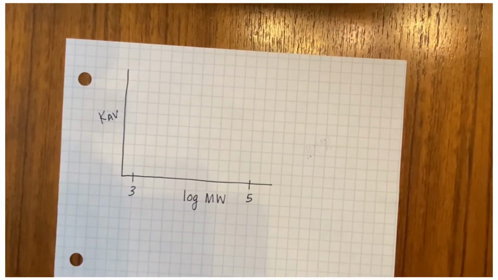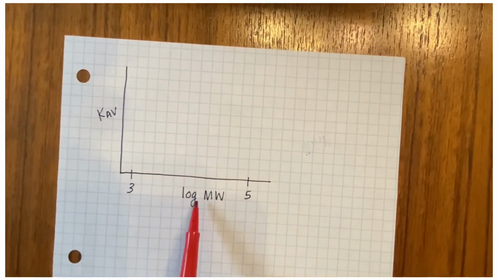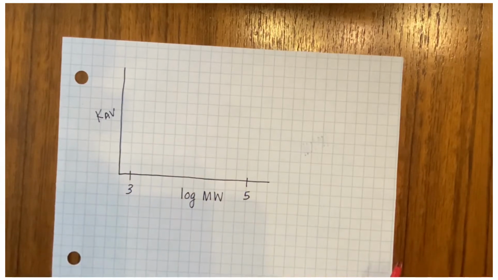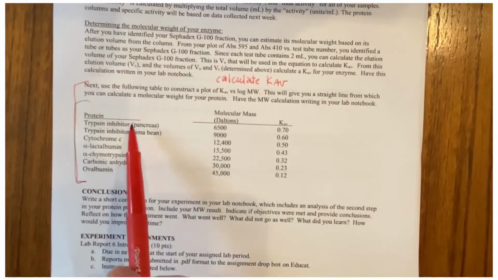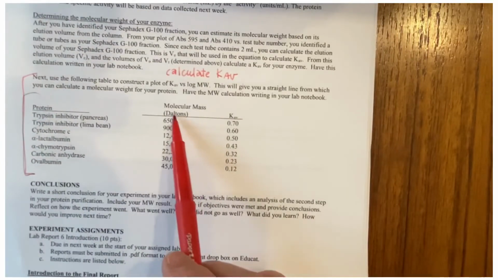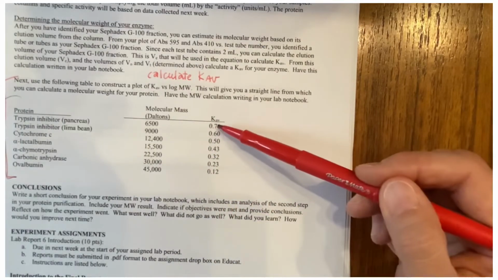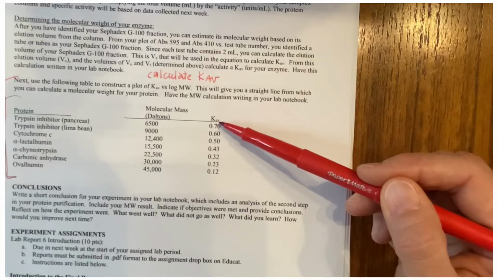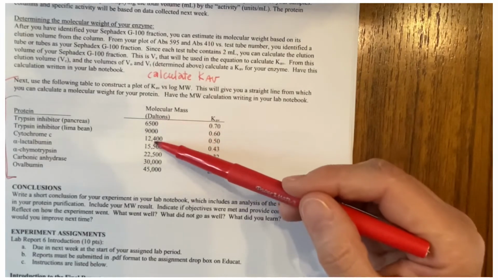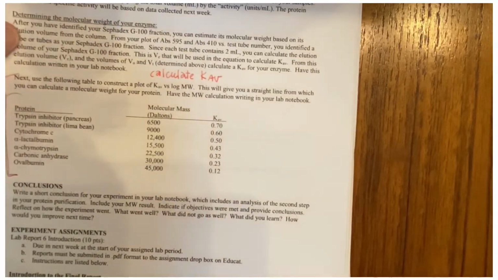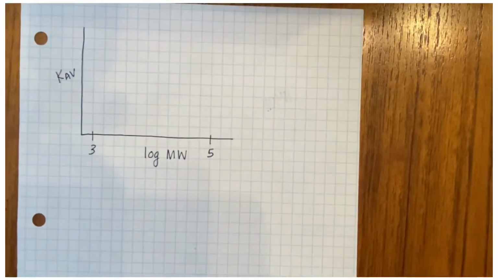and that plot is K average versus the log of molecular weight. And where do you get the values you need for the log of molecular weight and the K average? Those come from the lab handout, which is here. So here are your protein standards, here are those molecular weights, and here are those K averages. So you plot these numbers as your Y column, and then you take the log of all these numbers for the X column, and you will get a plot that looks something like this.